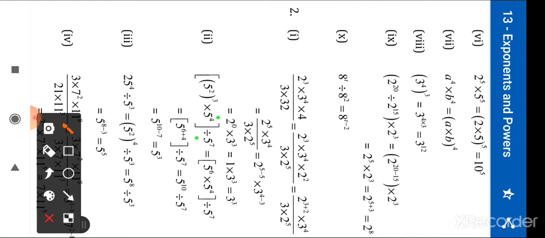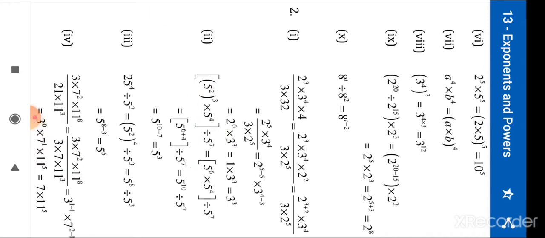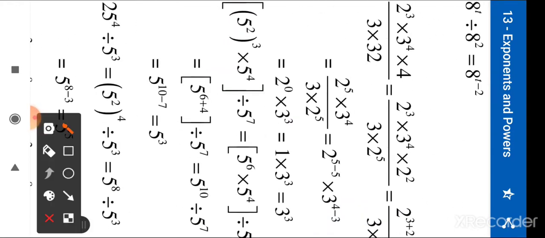So first we solve the term inside the bracket and our answer becomes 5 raised to the power 6 by using the power of power formula. Multiply by 5 raised to the power 4 divided by 5 raised to the power 7. Both the terms have the same base but different powers. So our expression becomes 5 raised to the power 6 plus 4 divided by 5 raised to the power 7.